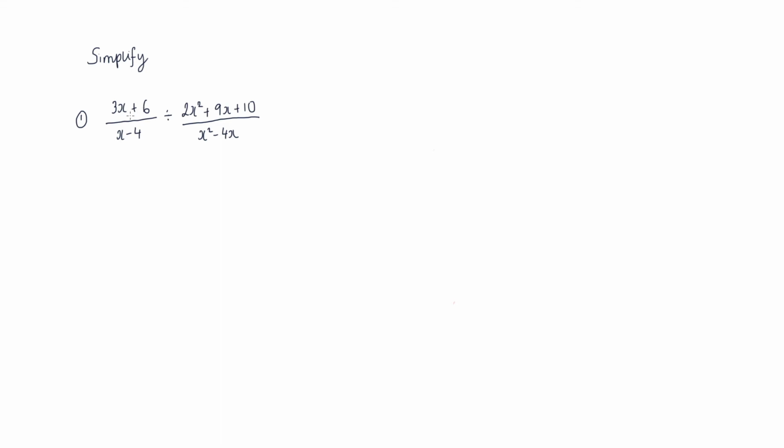So this 3x plus 6, let's factorize it out. We can take 3 out, so we'll be left with x plus 2, over, now this x minus 4, there's nothing I can do. That's already been factorized to the base, so that's just going to stay the same. Keep the divide here.